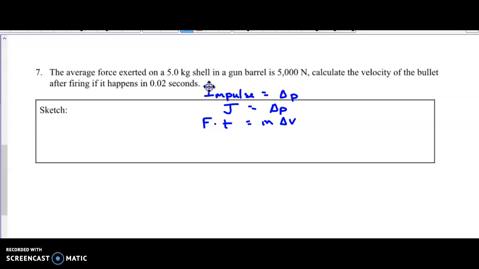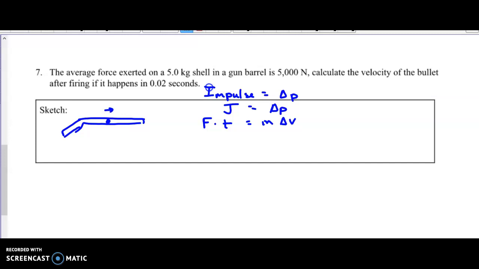Okay? So look at this, they're telling you the average force exerted on a 5 kilogram shell in a gun barrel is 5,000 newtons. Calculate the velocity of the bullet after firing if it happens in 0.02 seconds. So in other words, I'm not an artist, but somebody's got a gun. There's the barrel. And they're going to fire this bullet. Now, the bullet's going to move like this.